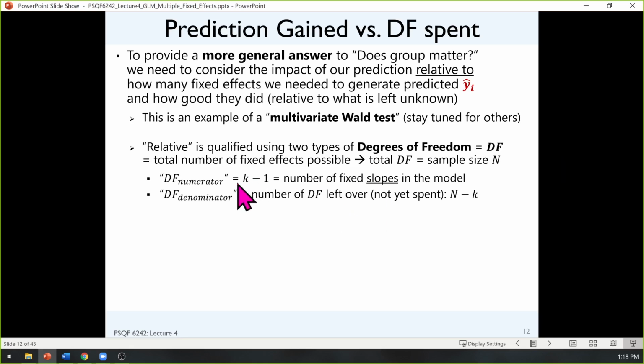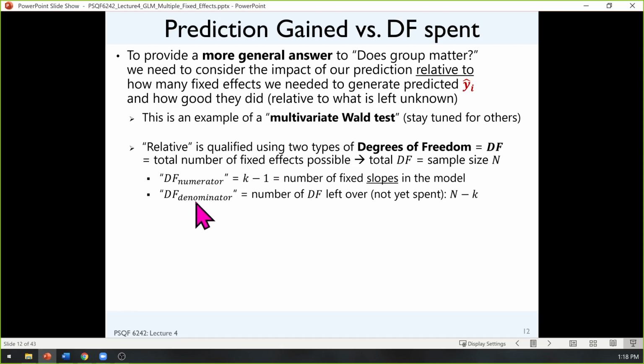So in these tests, numerator degrees of freedom is going to be the number of slopes that you are linking together that you want to get the test for. So k is the total number of fixed effects. K minus 1, the minus 1 is because of the intercept. So it boils down to just the number of slopes.